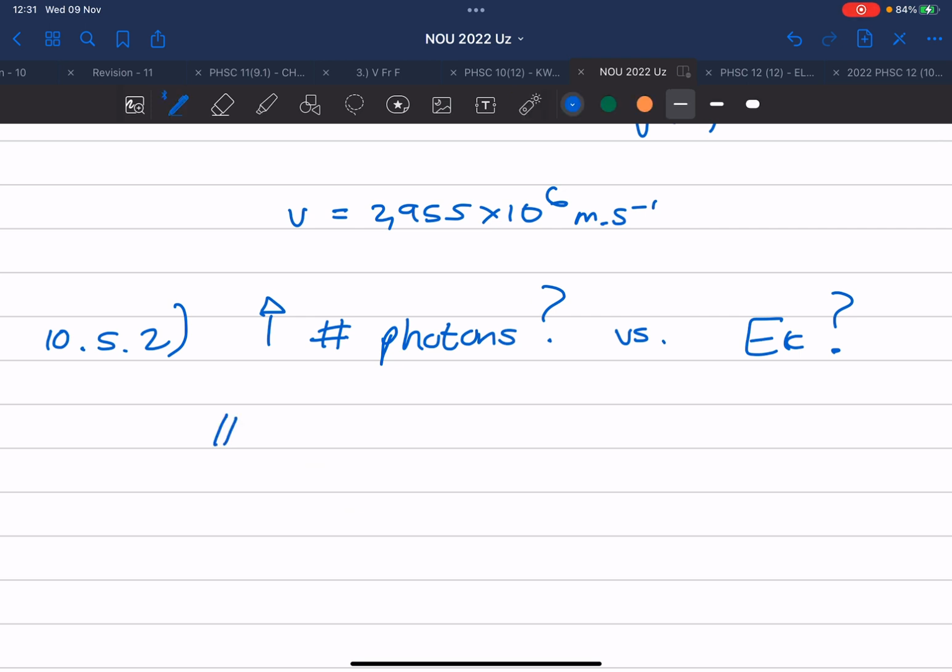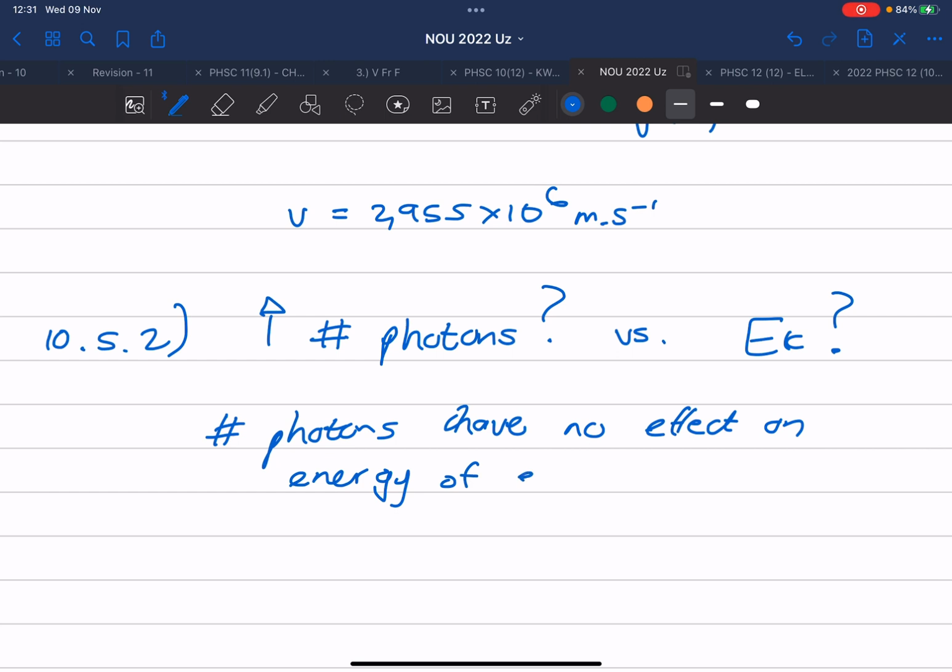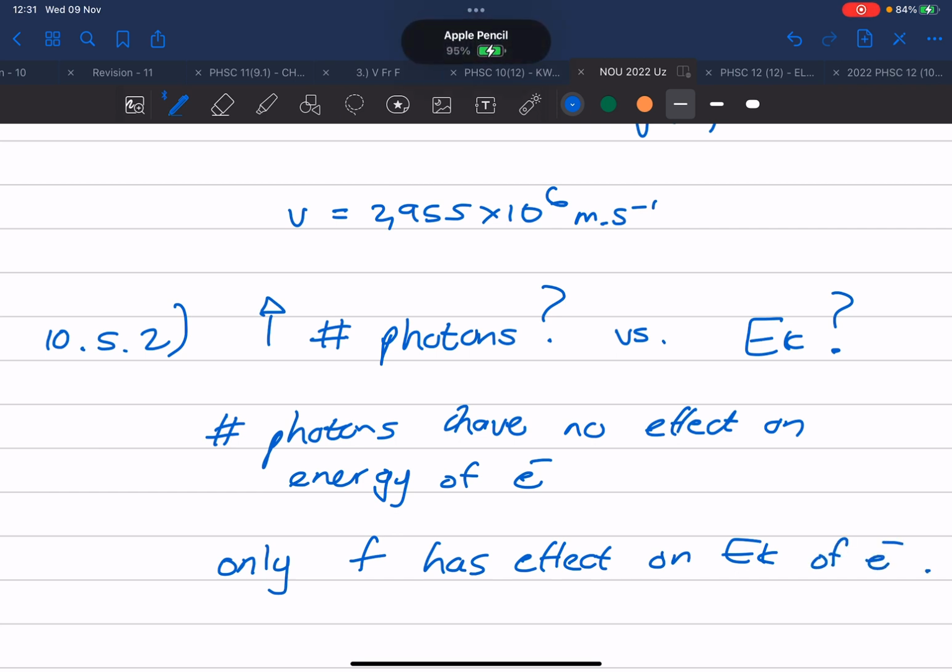You can say the number of photons have no effect on the kinetic energy of electrons, or you can say only frequency has an effect on the kinetic energy of electrons. Nee, hulle vra elke keer so 'n vraag.